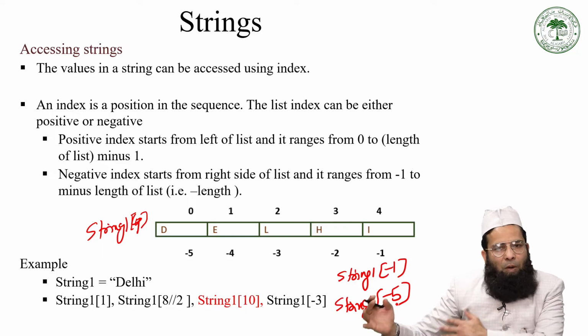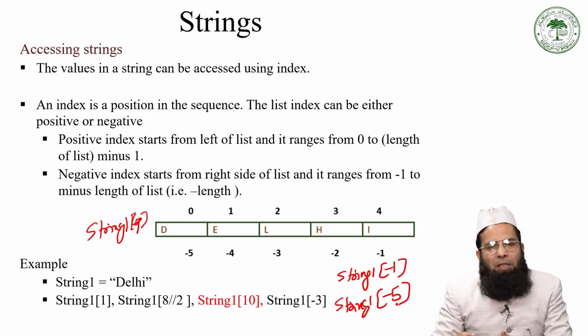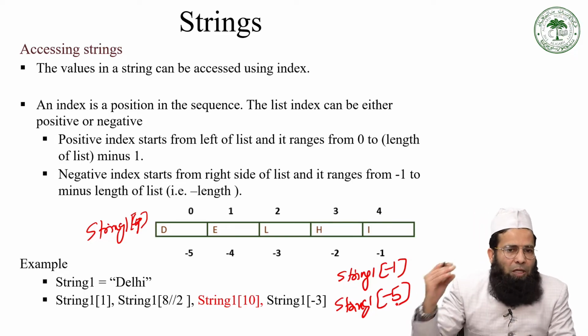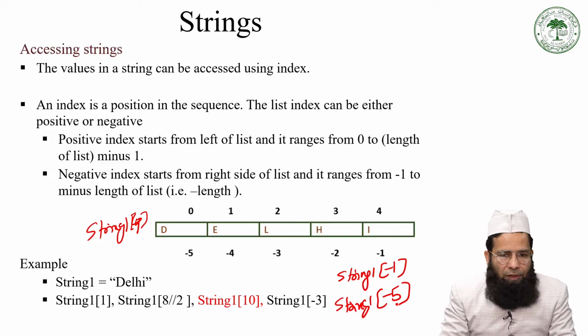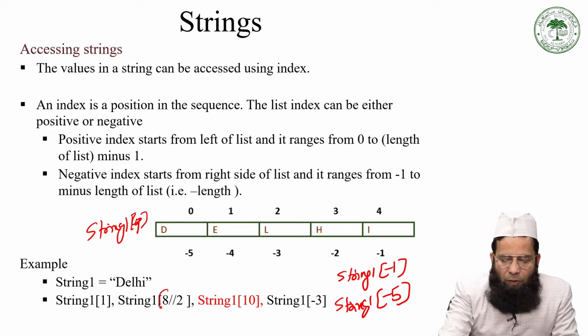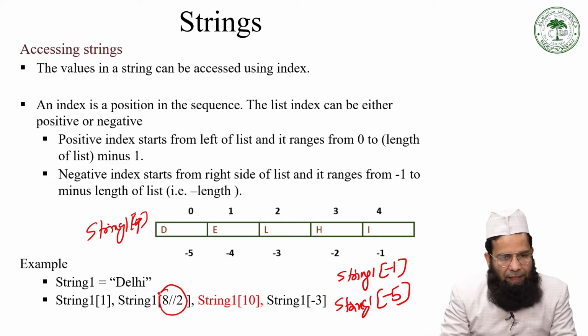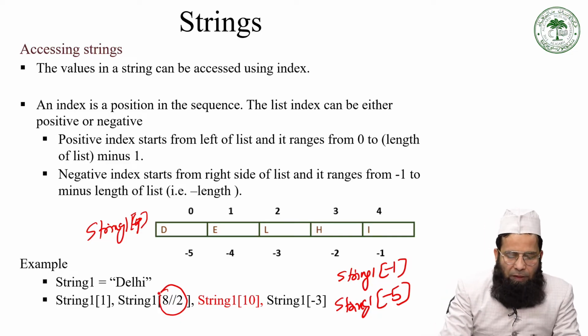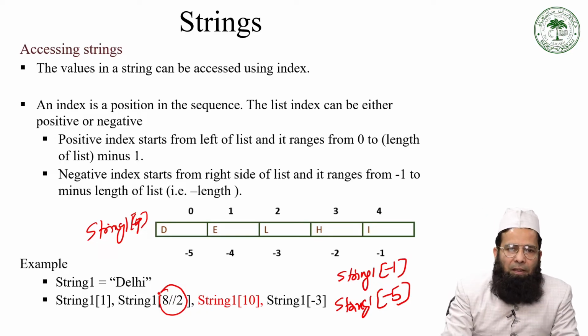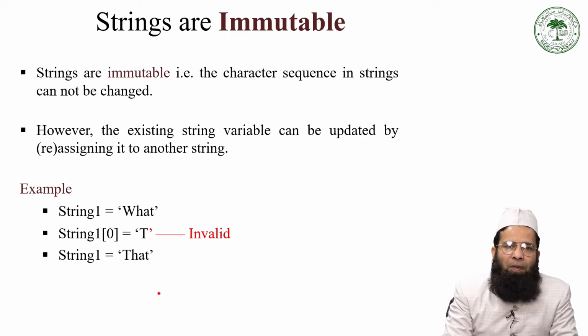In other programming languages, let's say C, C++, we do not have a negative index type of terminology. We use only positive index in those languages. Even in an index, we can use an expression as well, like in this case. So these are certain ways through which you can access the data in a string.